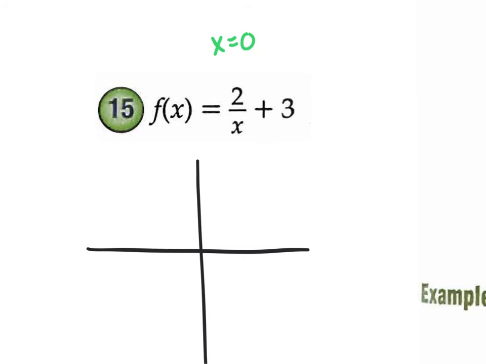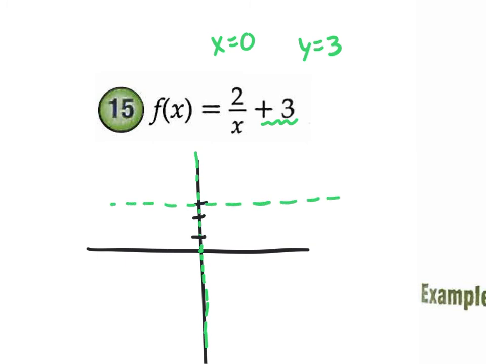Okay, so where's x equals 0? It's right here. There's your vertical asymptote. How about the horizontal asymptote? Well, that's your k value. Your k value is actually 3. So you're saying y equals 3. That's your horizontal asymptote. So where's the y value of 3? Well, here's 1, 2, 3. Here's your y value of 3.